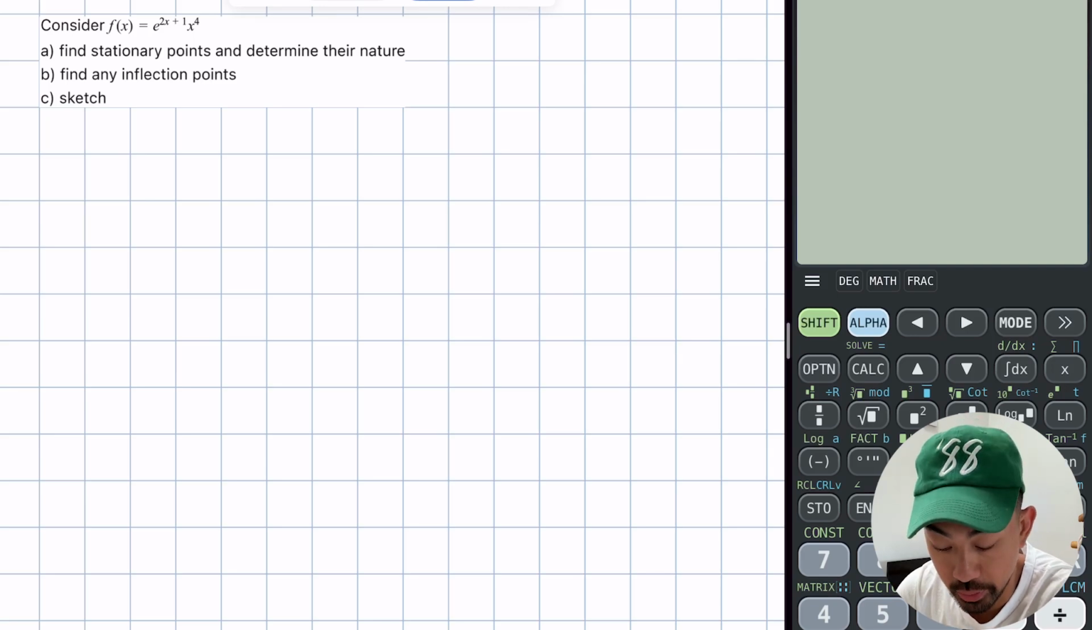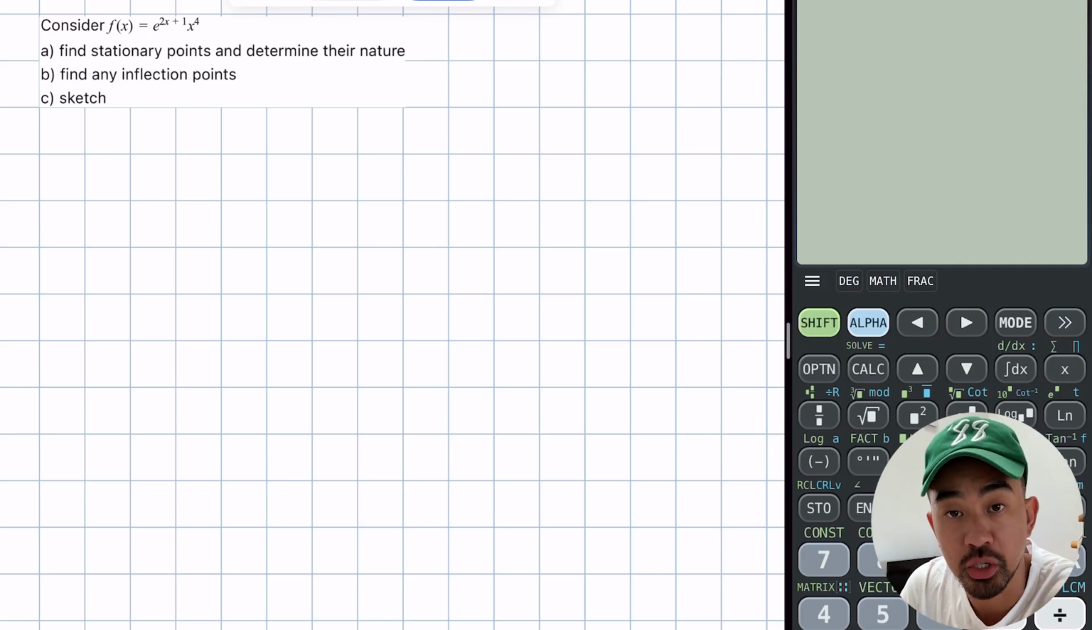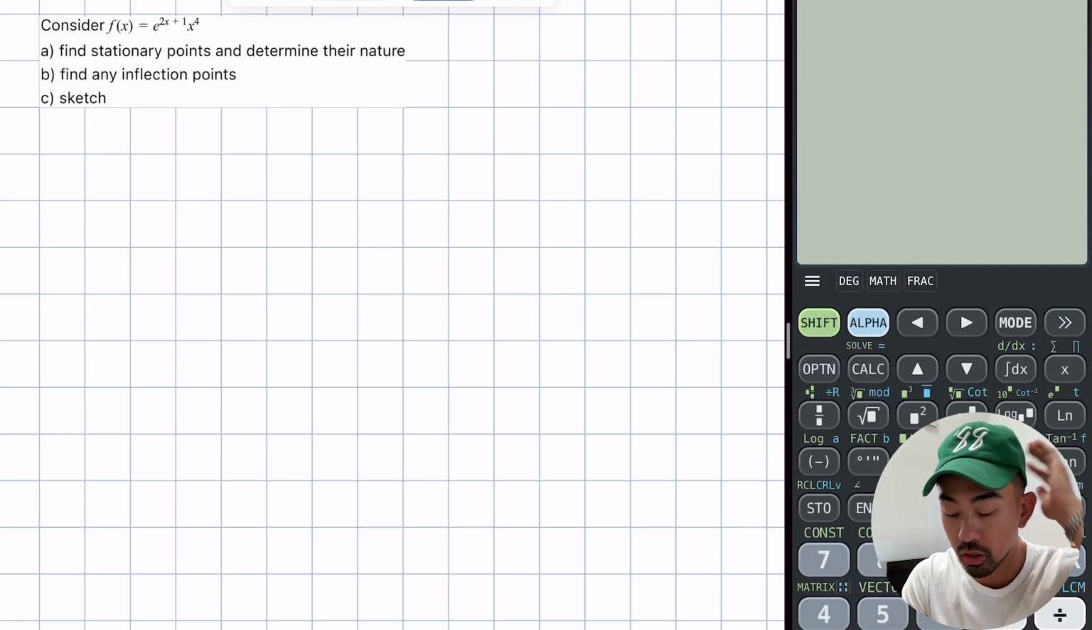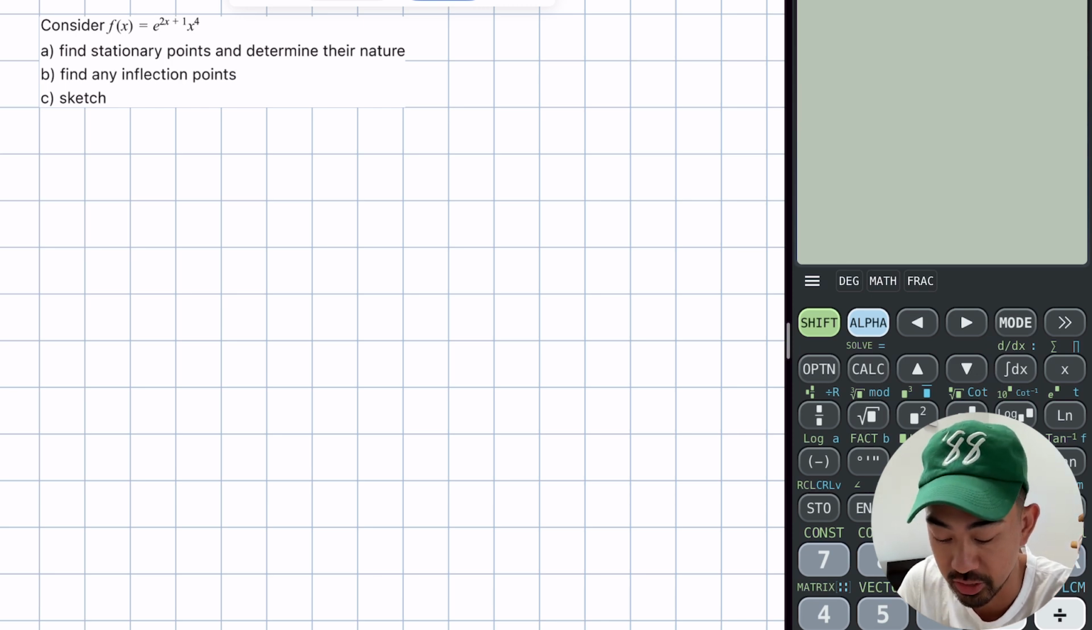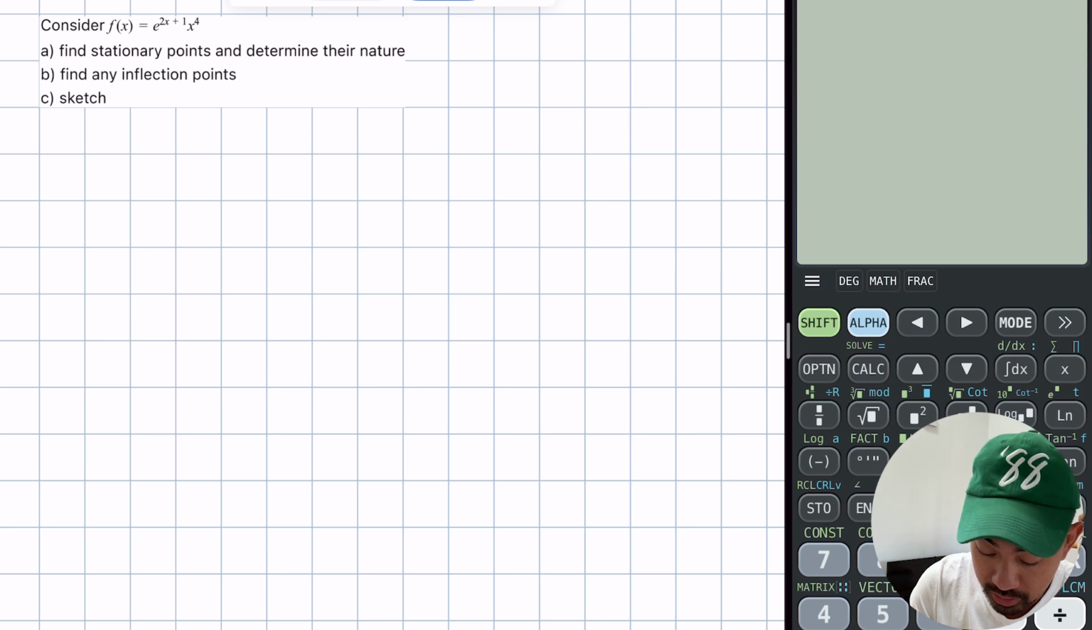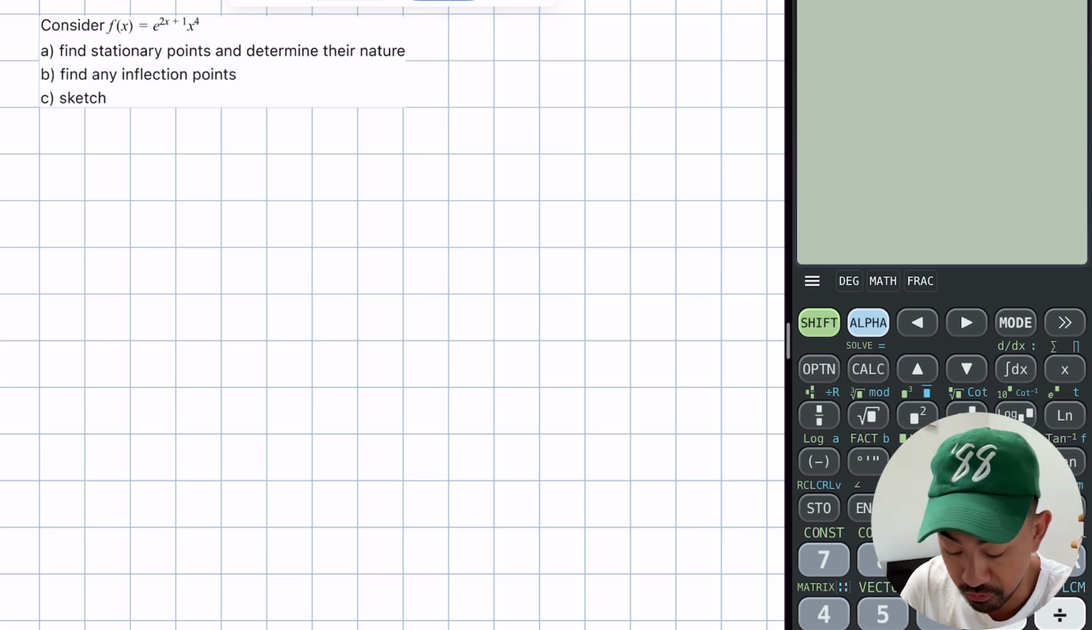Alright, what's up guys? So in this video we're going to do this curve sketching question, and this one's a little bit tough because of the lot of moving parts and the fact that when you differentiate it, there's just things going everywhere. So let's have a go. Question A asks us to find the stationary point.